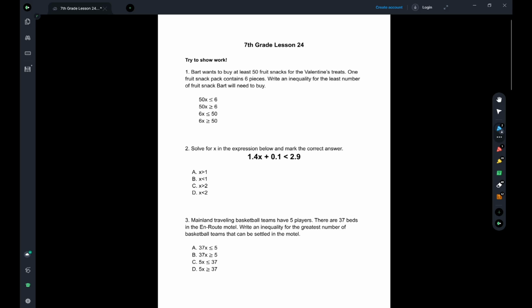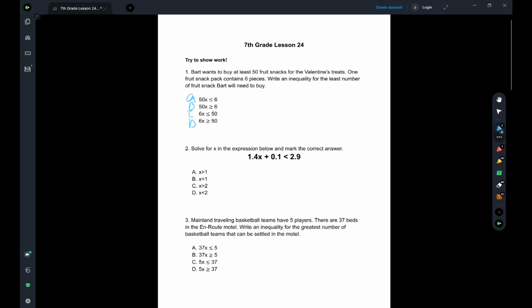So in this question there are four inequalities here. There's supposed to be A, B, C, and D in the front, but ignore that. Just know that this is A, B, C, D.